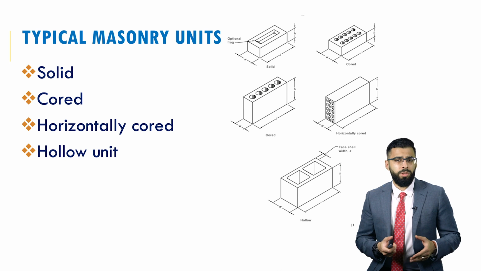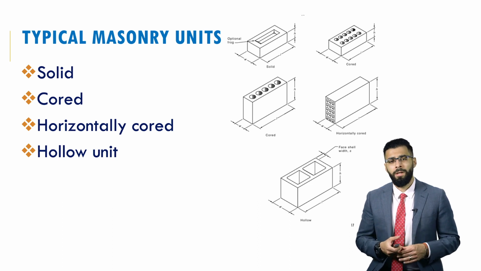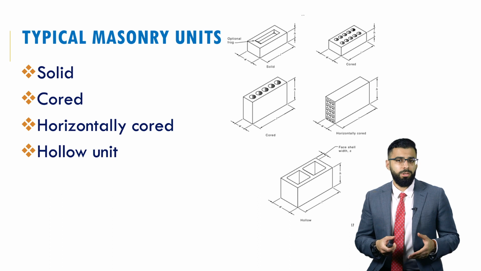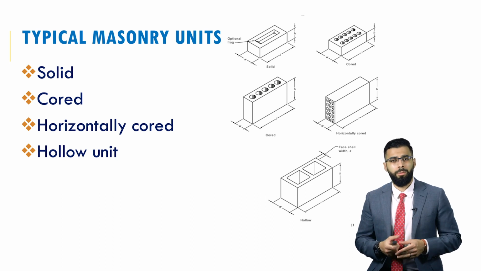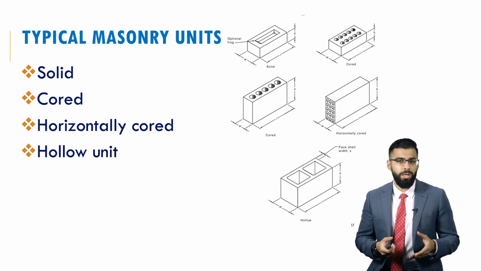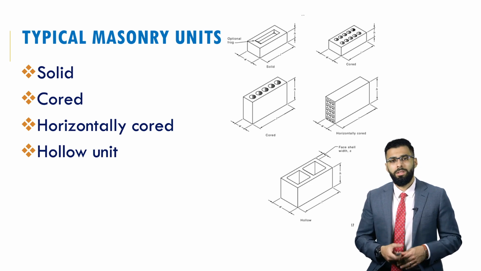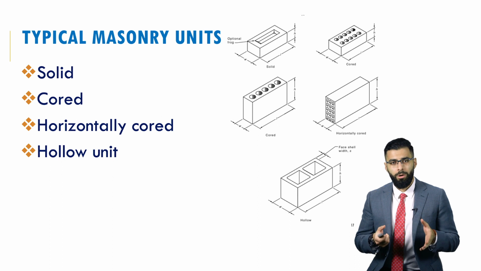Some of the types that it gives for the masonry units include the solid type, and that's mostly masonry units that are constructed from bricks. You have the cored type, again that's mostly bricks. And you also have your horizontally cored type, and that's where you have your cores on the side face of the block. Again, it's mostly bricks. And then finally you have your hollow unit, and that's mostly your concrete blocks.